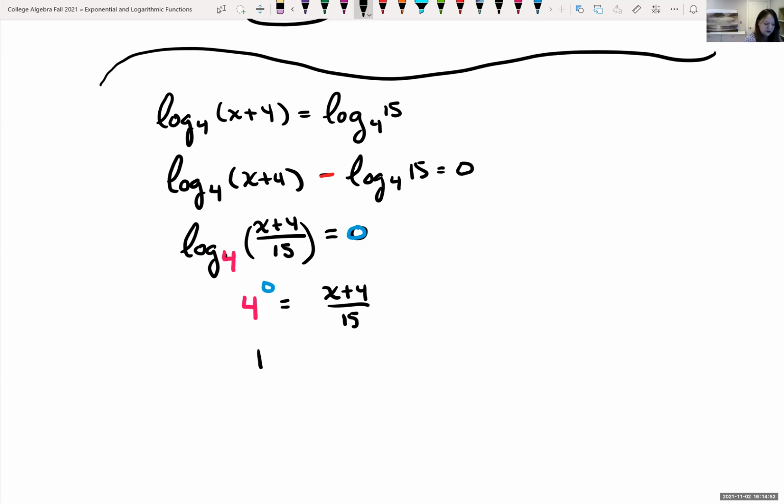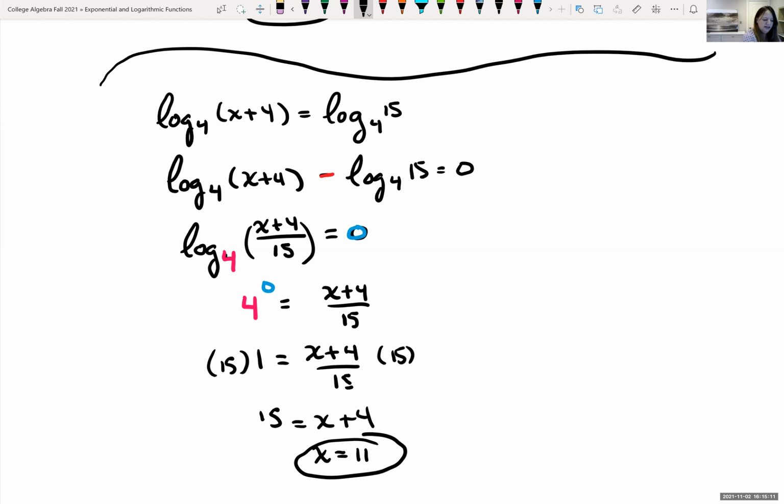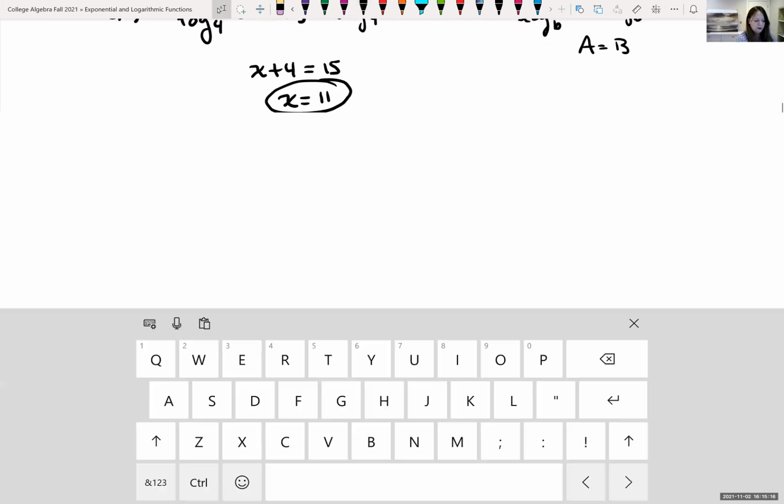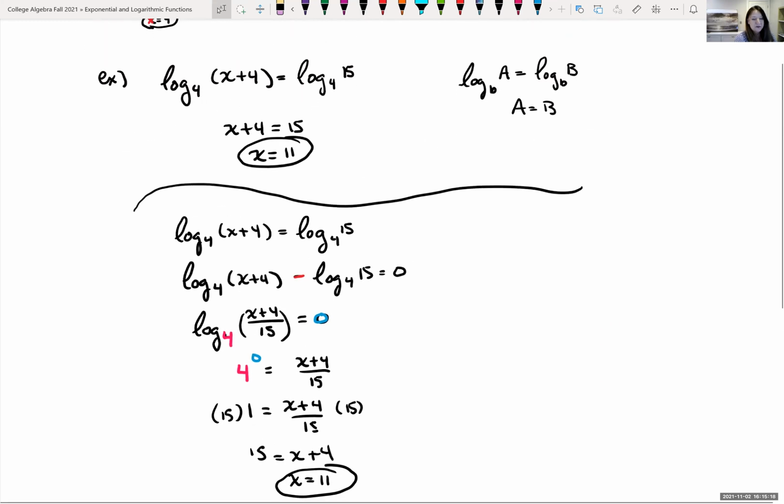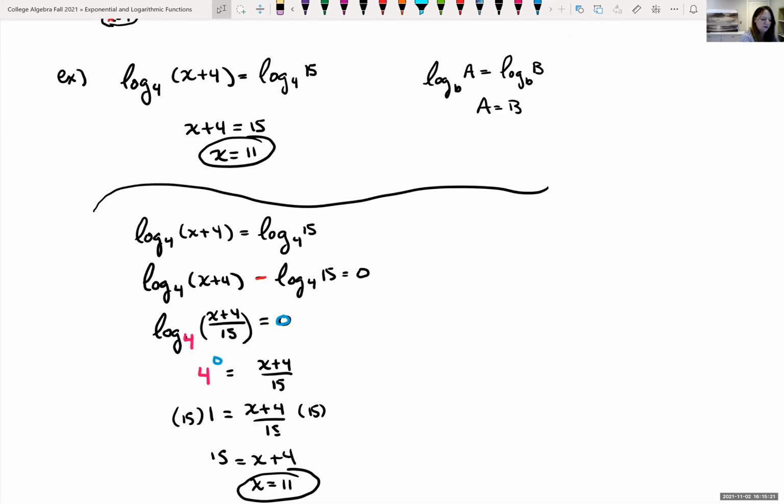Well, 4 to the 0 is 1. We can multiply both sides by 15 to clear our fraction. So we get 15 equals x plus 4. Subtract 4, we get x is 11. Plugging in 11 into our original equation gives us a log of a positive number, we're okay. So it was doable without this one property of logs, but knowing this property of logs makes it a lot easier.